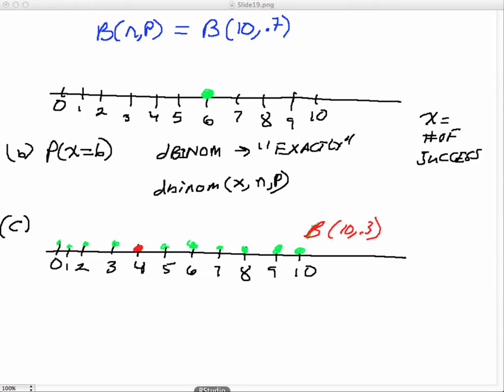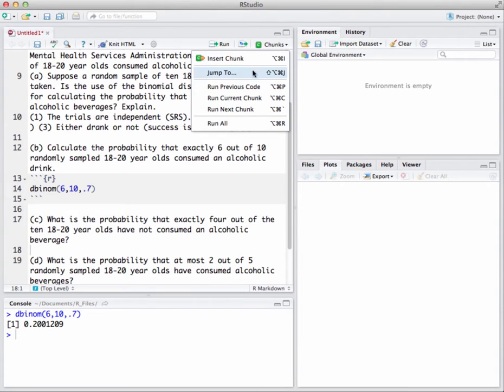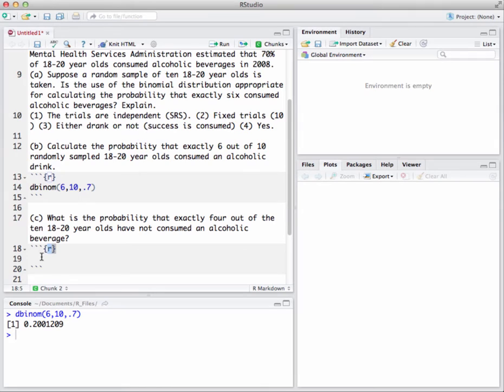Let's go back over into our studio here. Okay, so back in our studio, what we're going to do is put in a new chunk. So insert a chunk here, and it's basically going to look very similar to the last one we put in. We're going to put in dbinom, and we're going to put in 4, not 5, 4, by 10, and then our probability of success this time, actually the probability of failure, is 0.3. Okay, so let's run that chunk.